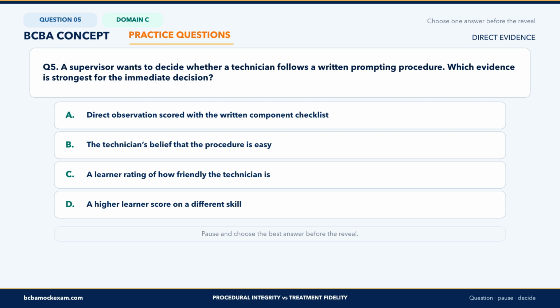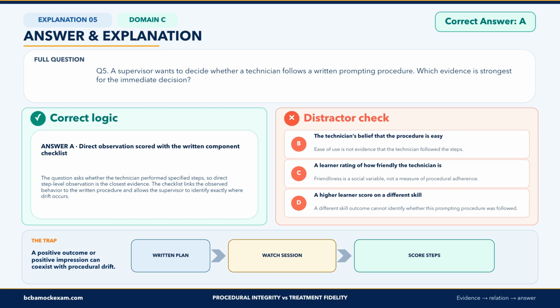Take a second pass. What must be true for each option to win? This question resolves to A. Direct observation scored with the written component checklist. The question asks whether the technician performed specified steps, so direct step-level observation is the closest evidence. The checklist links the observed behavior to the written procedure and allows the supervisor to identify exactly where drift occurs. The trap is that a positive outcome or positive impression can coexist with procedural drift.